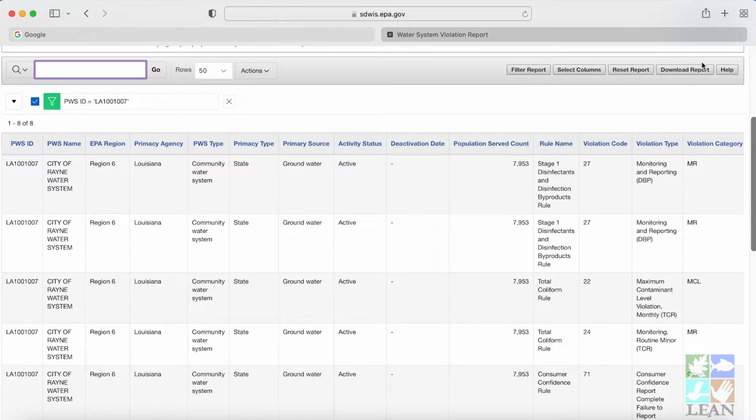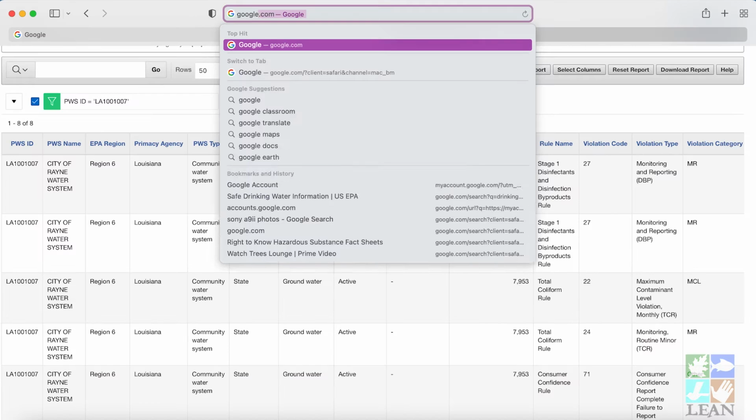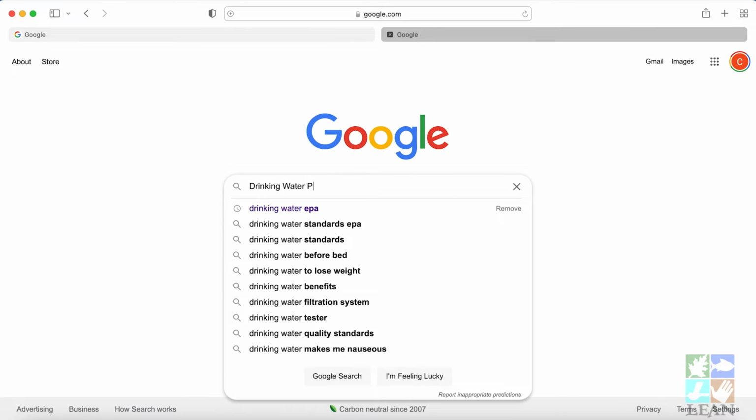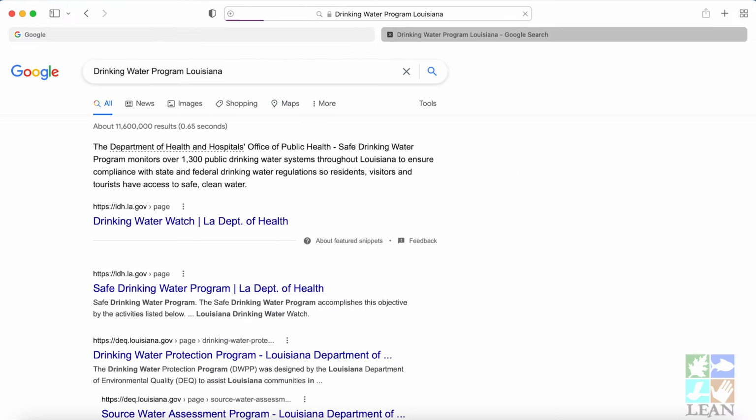So let's say you go onto the EPA's website and you don't see your water system. That may be the case, especially if they're updating their water systems at the EPA. Then you can look up your state, and in most cases, the state is basically the enforcement agency of the EPA's drinking water program. So you just go back to Google, and look up drinking water program and the name of your state. In my case, my state is Louisiana.